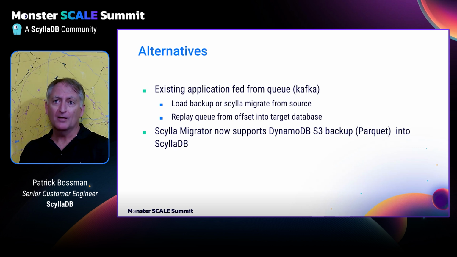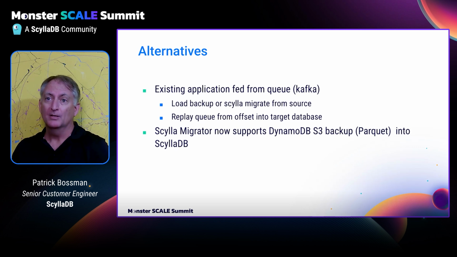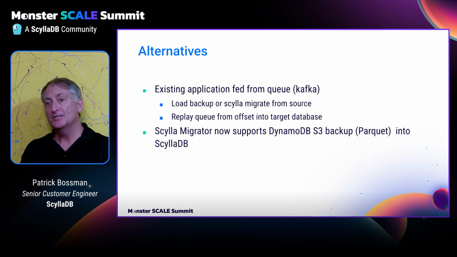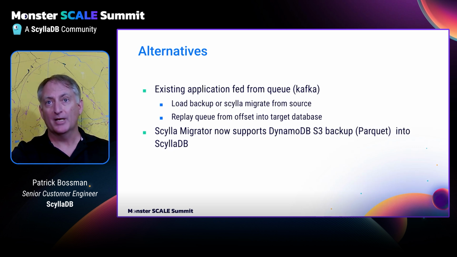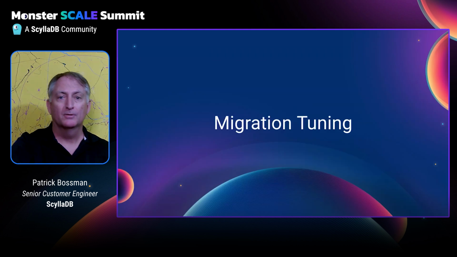And Scylla Migrator now supports loading from the DynamoDB S3 backup Parquet data type. And so we can also use that as an input source to do the forklift portion of loading into ScyllaDB using the Alternator API. All right.